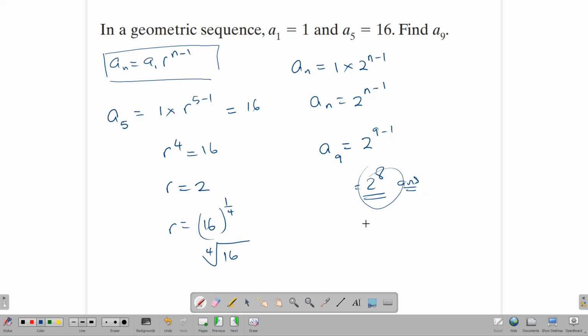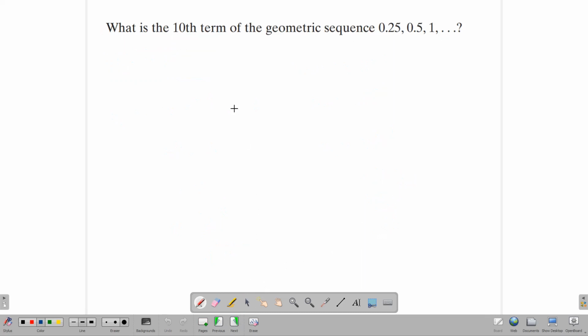Moving on to our next question. What is the 10th term of the geometric sequence 0.25, half, 1, etc.? It's going up. So we know this, and so we can write this down as A1, but we need to find what the common ratio is.